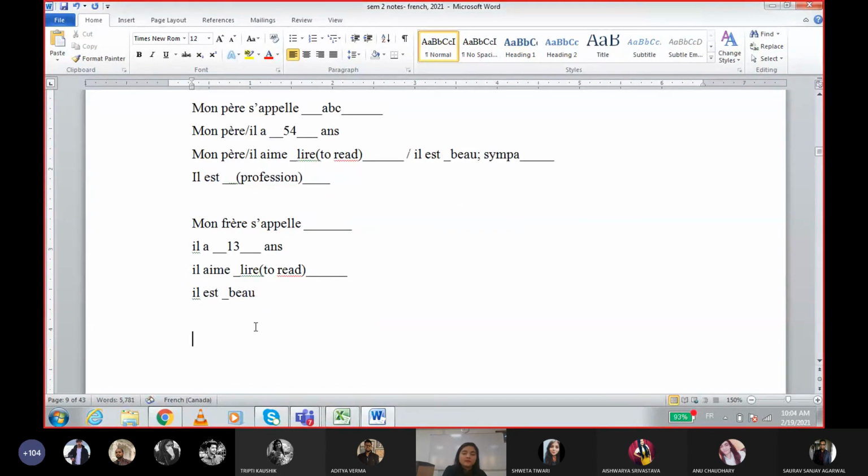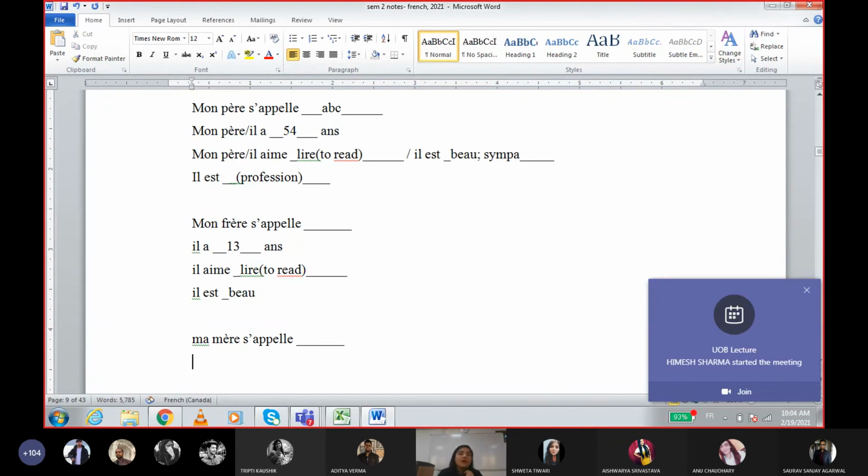S'appelle is the same. Now here there was ill, which means he. Here we would change ill to elle, she. So if you're describing any female member of your family, then instead of ill, you have to write elle. That is the common word here, she.